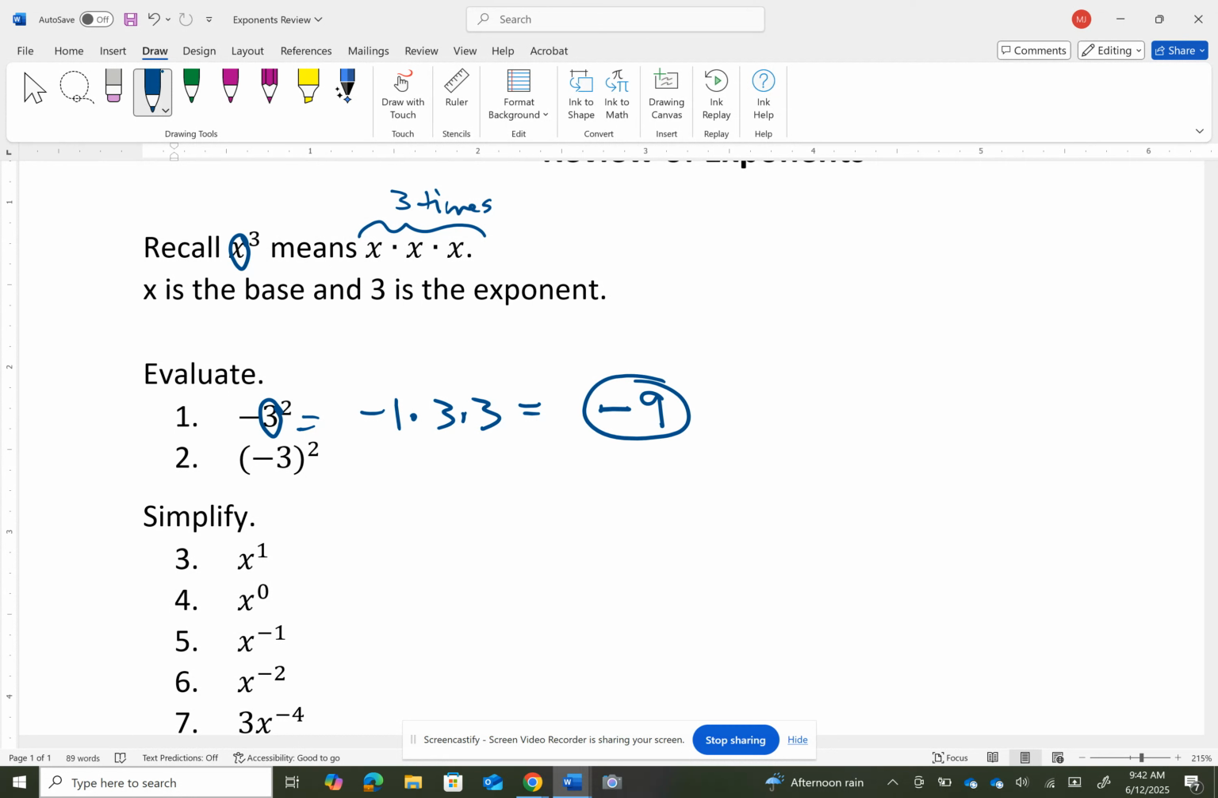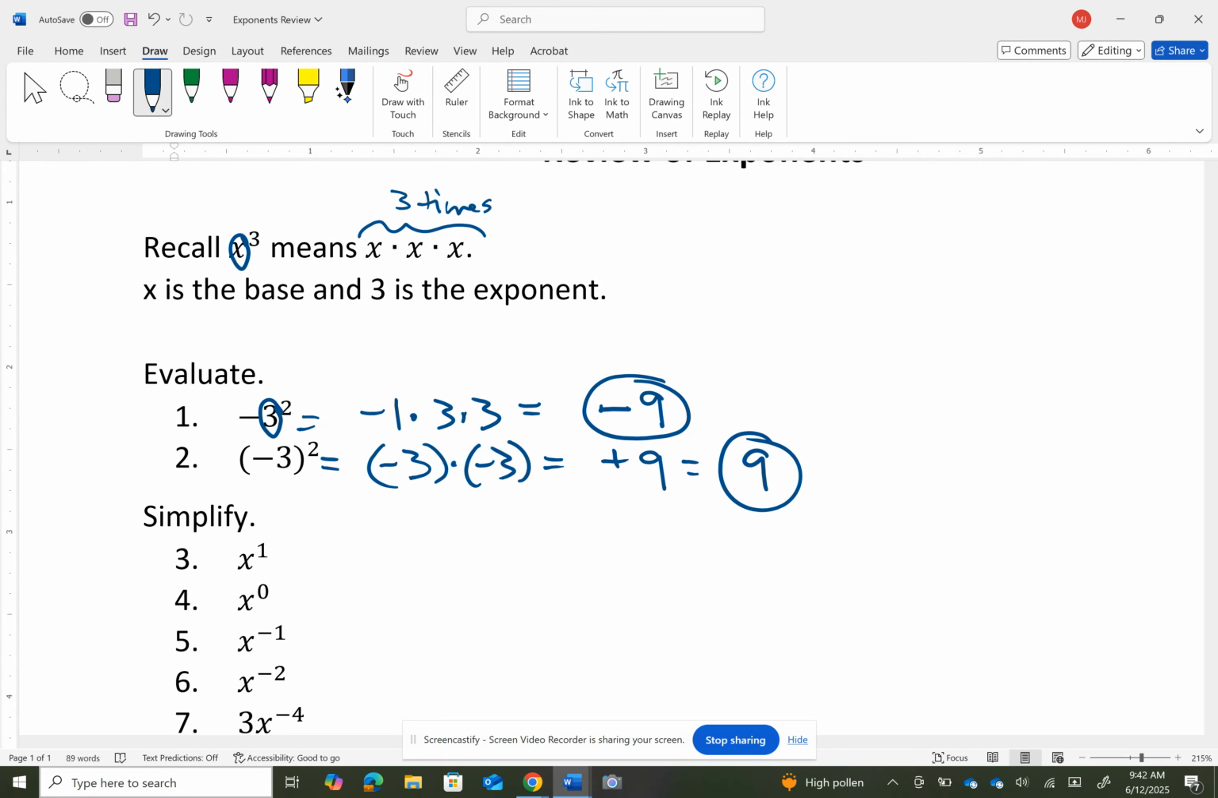Whereas in question number 2, you're squaring the opposite of 3. The order of those two operations is different. The negative is taking an opposite. The 2 is squaring. On question number 2, we do the opposite first and get -3, and then square it, multiply it times itself. And -3 times itself would be +9. So the answer is 9 there.